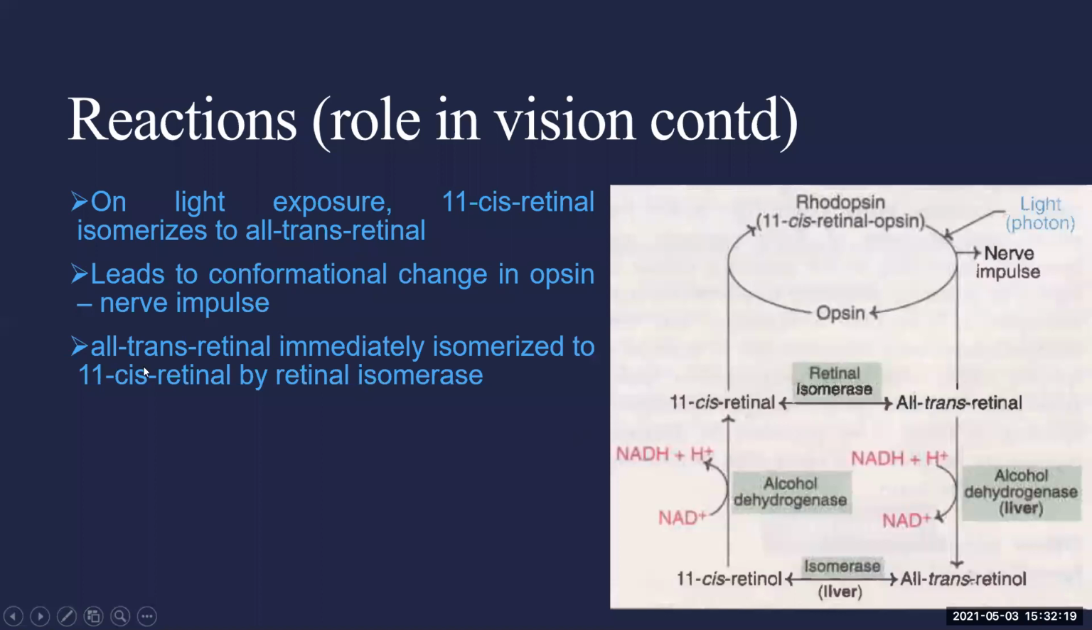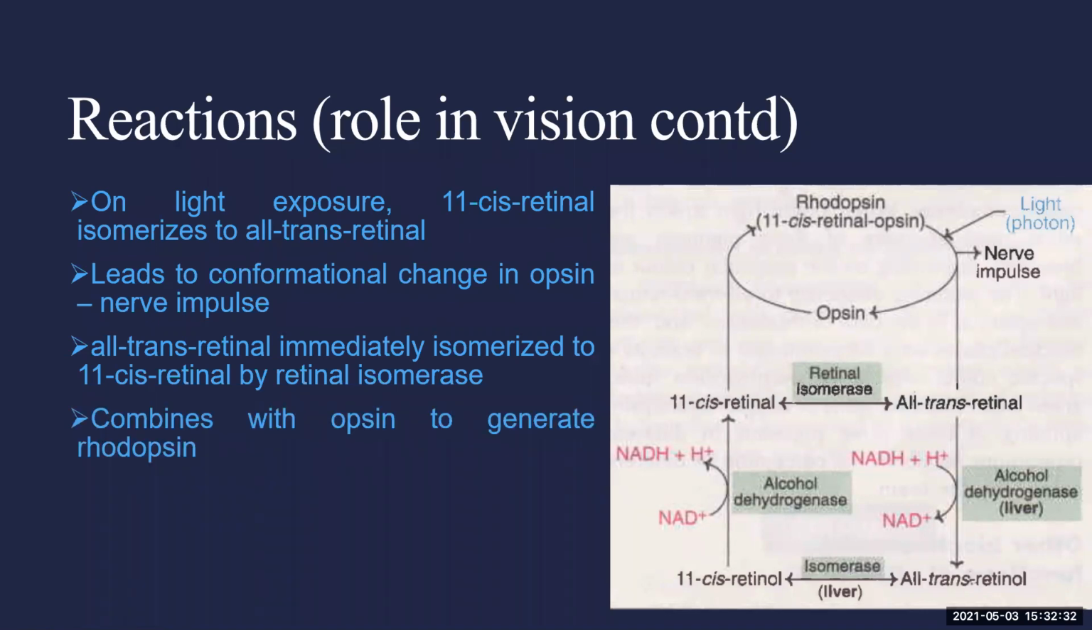Immediately, all-trans retinal gets isomerized to 11-cis retinal, and this reaction is catalyzed by the enzyme retinal isomerase. Why is this important? We'll see. Once this conversion is over, 11-cis retinal combines with opsin to regenerate rhodopsin. The conversion of opsin and rhodopsin is very, very important, otherwise this cycle will not continue. So this should happen. This is the basic one cycle.